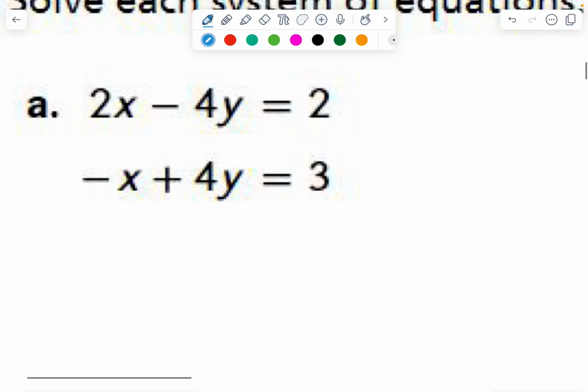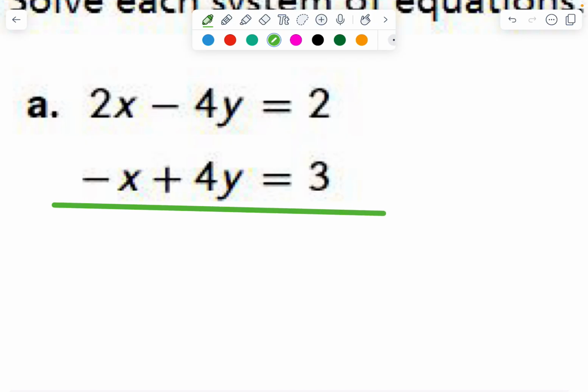So part A, once again, we are looking for opposites. So 2x and negative x are not opposites, but negative 4y and positive 4y are opposites. So we can go ahead and add our equations up, and everything's lined up already. All right, so 2 plus 3 is 5. Our 4y's are going to cancel. 2x minus x is going to be just x. So we have x equals 5.